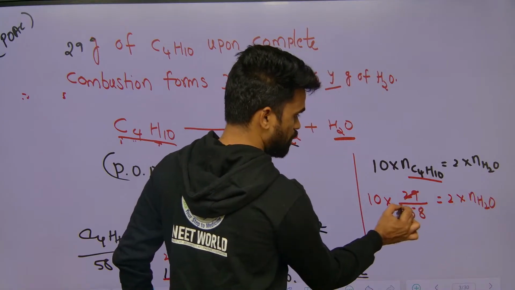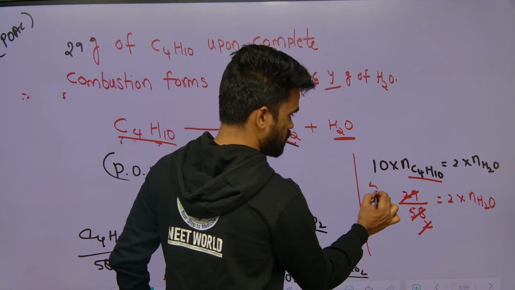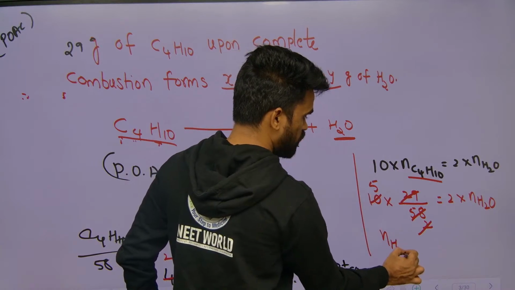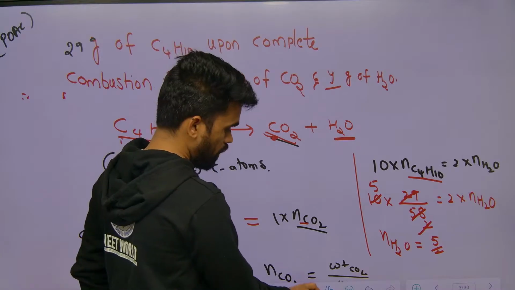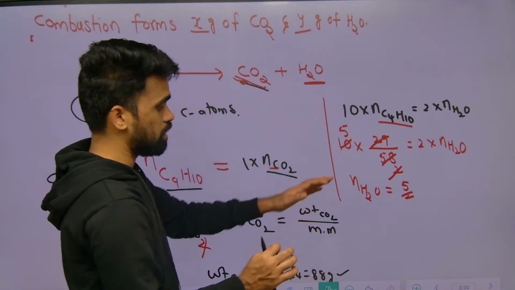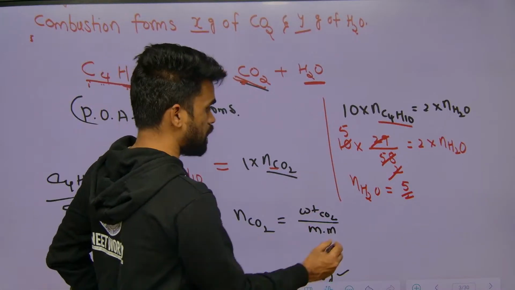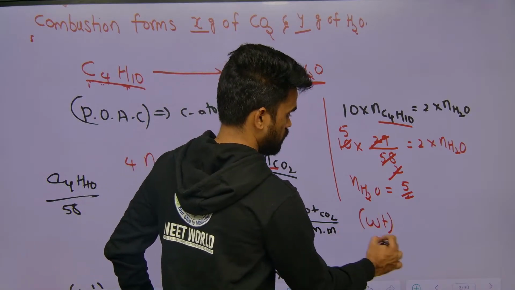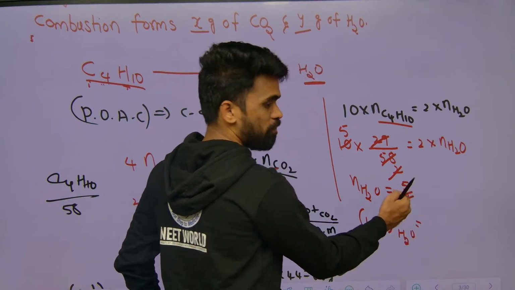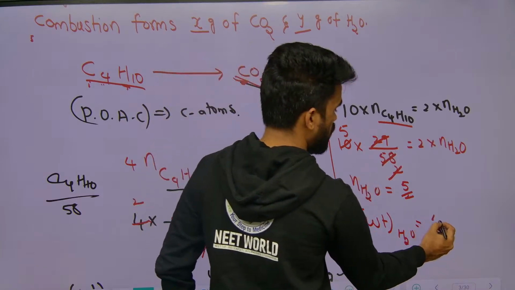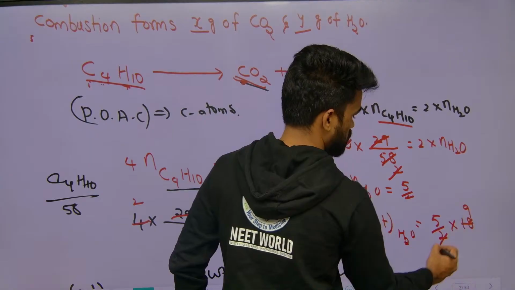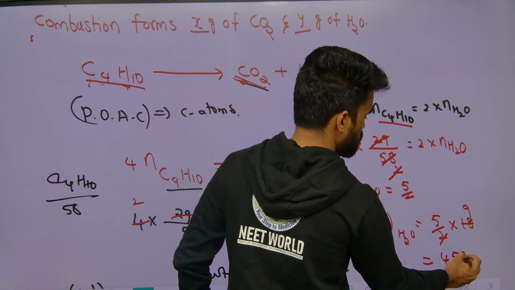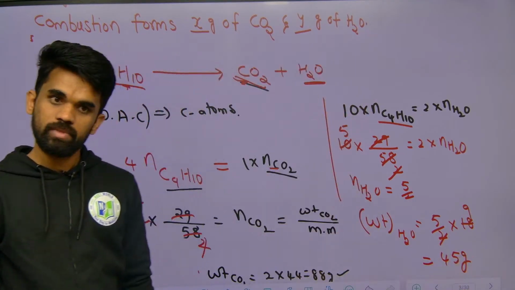So this will be 2 times, this will be 5 times. Okay, number of moles of water will now be 5 by 2. If number of moles is asked, this is your answer, but they are asking the weight of water, which is number of moles into molar mass, that is 5 by 2 into the molar mass of water, 18. So this will be 9 times, so 45 grams. Clear or not what we are doing?